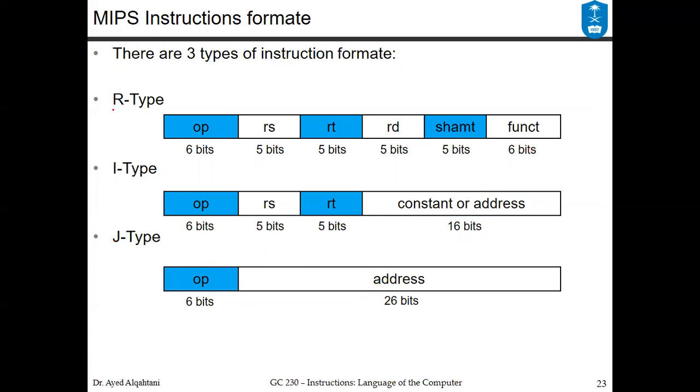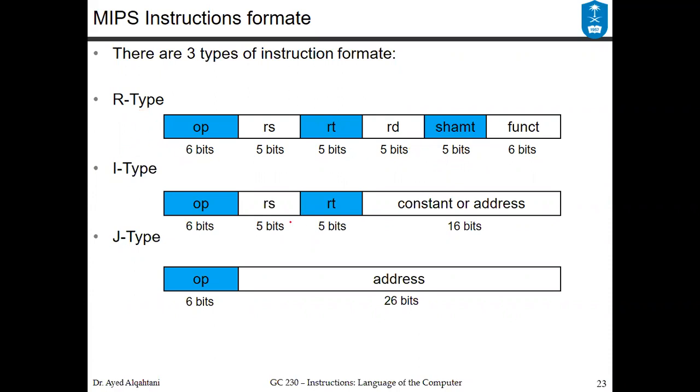The R type, there are many instructions that fall into this format or use this format. It has a number of fields, 6 fields. Remember them this way: it starts with 6 bits, ends with 6 bits, and the middle is 5, 5, 5, and 5.